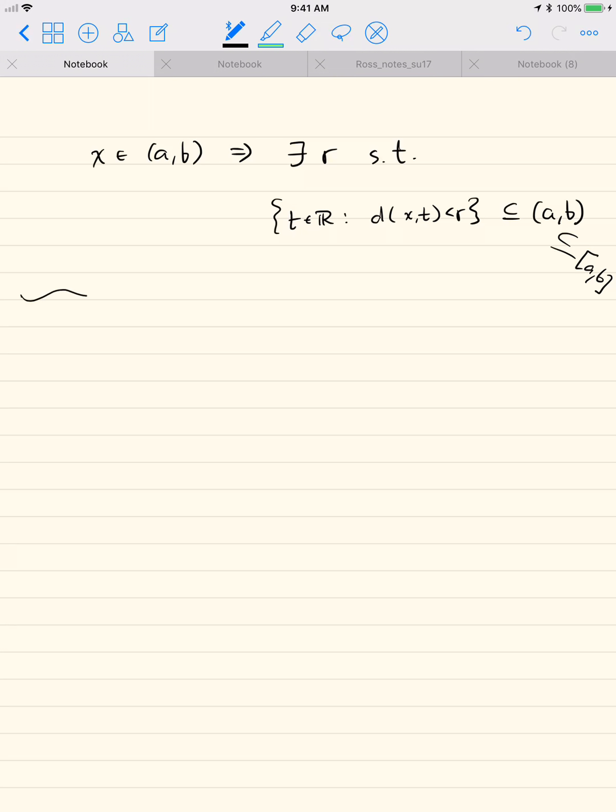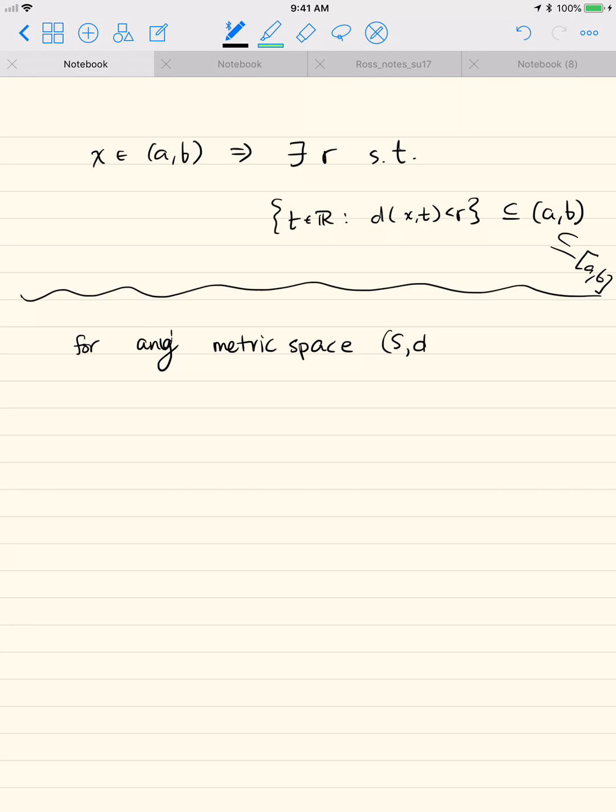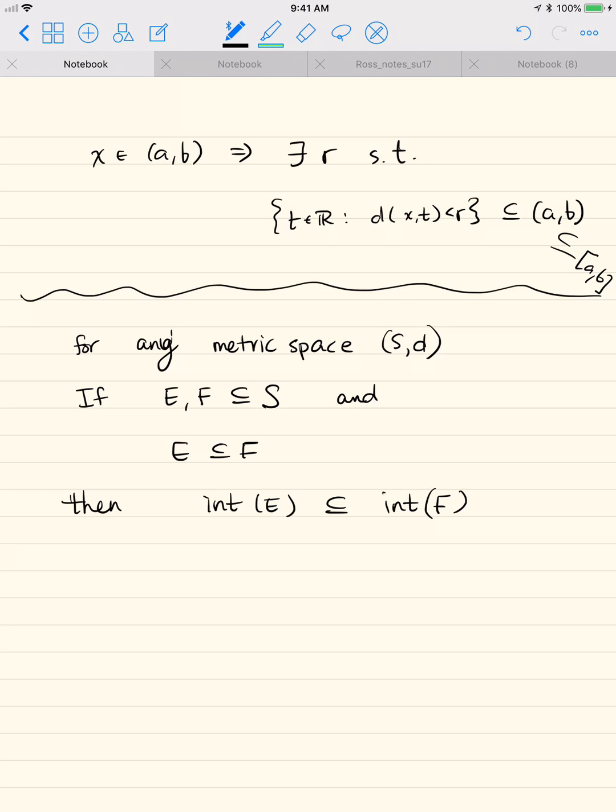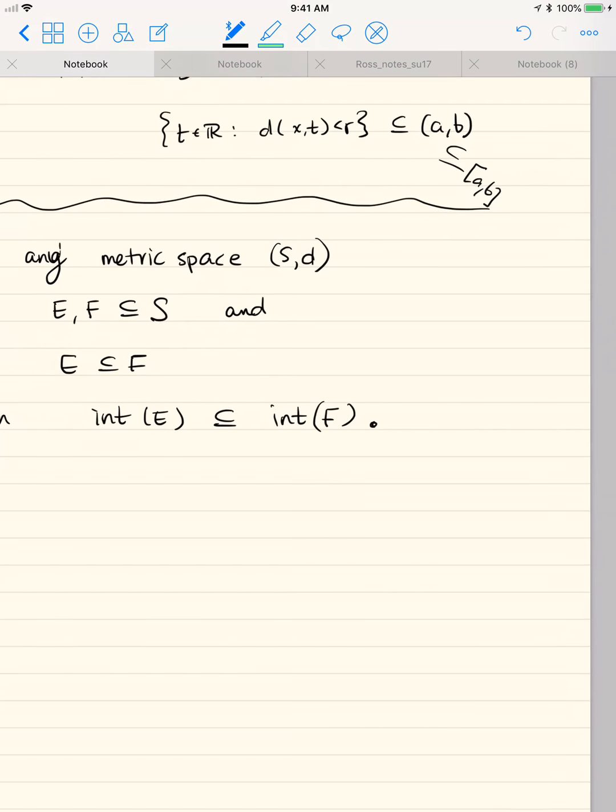And this same reasoning implies that for any metric space S, D, if E and F are subsets of S and E is contained in F, then the interior of E is a subset of the interior of F. This should be an easy exercise to verify. Okay, so we're done with that example.